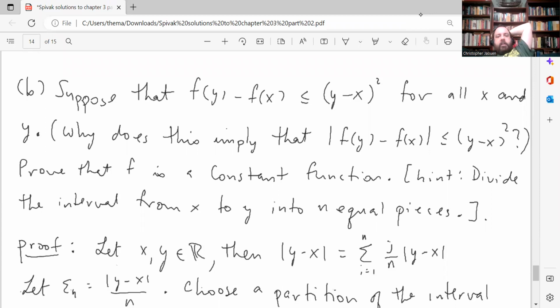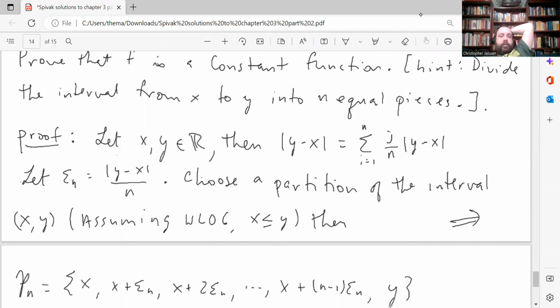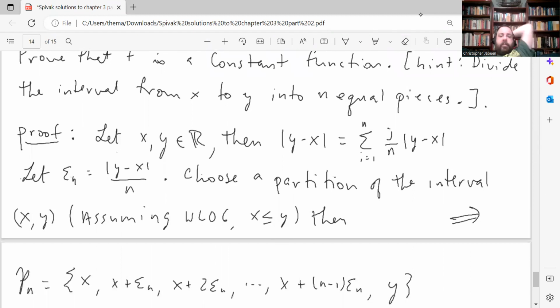If you take this to be true and then multiply through by a negative 1, then you'll see that you get what you want. You get the triple inequality here. So I won't write that out, but prove that f is a constant function. All right, he gives a hint here: divide the interval from x to y into n equal pieces. So that's what I did. Here's the proof: let x, y be real numbers, and I'm assuming without loss of generality that x is less than or equal to y. Right.